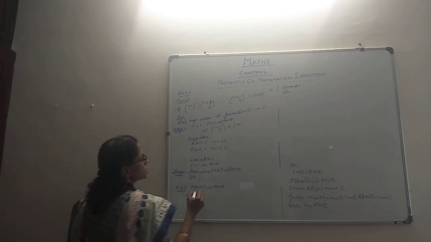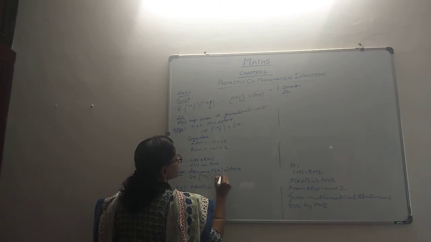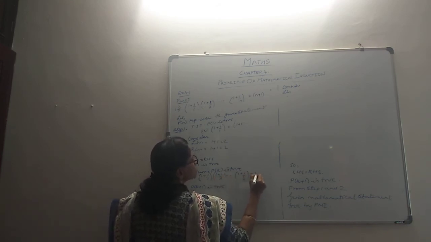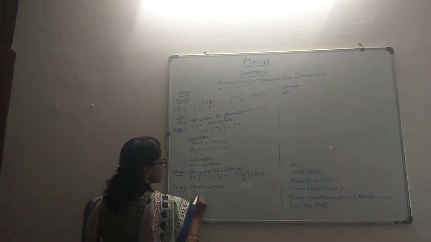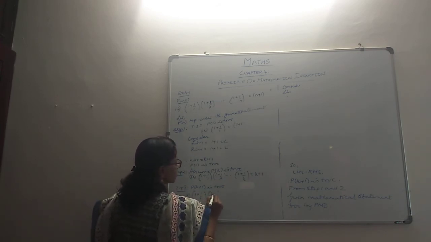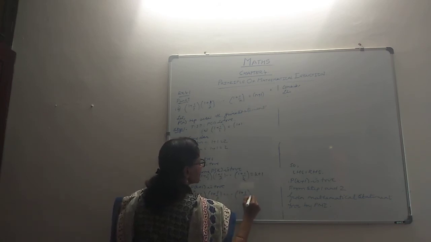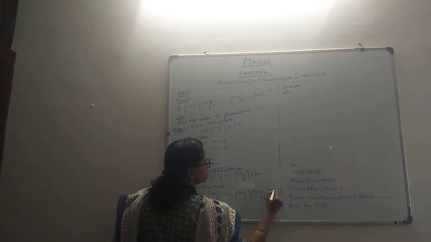To show that P(k) is true, you have got to show that (1 + 1/1)(1 + 1/2) and so on, (1 + 1/k) is equal to k + 1. And to show that P(k+1) is true, it is (1 + 1/1)(1 + 1/2) and so on, (1 + 1/k), and the next term is (1 + 1/(k+1)), and this will become k + 2.